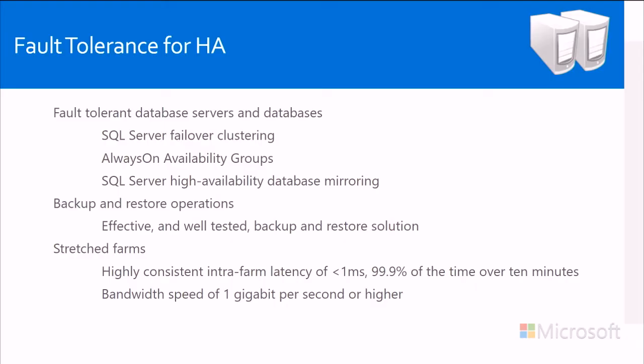SharePoint 2016 supports what's called a stretched farm. And as you can see, the requirements are highly consistent intra-farm latency, with 1 millisecond connectivity 99.9% of the time over a 10-minute period. And you need a bandwidth speed of 1 gigabit per second or higher. So these have to be very close to each other.